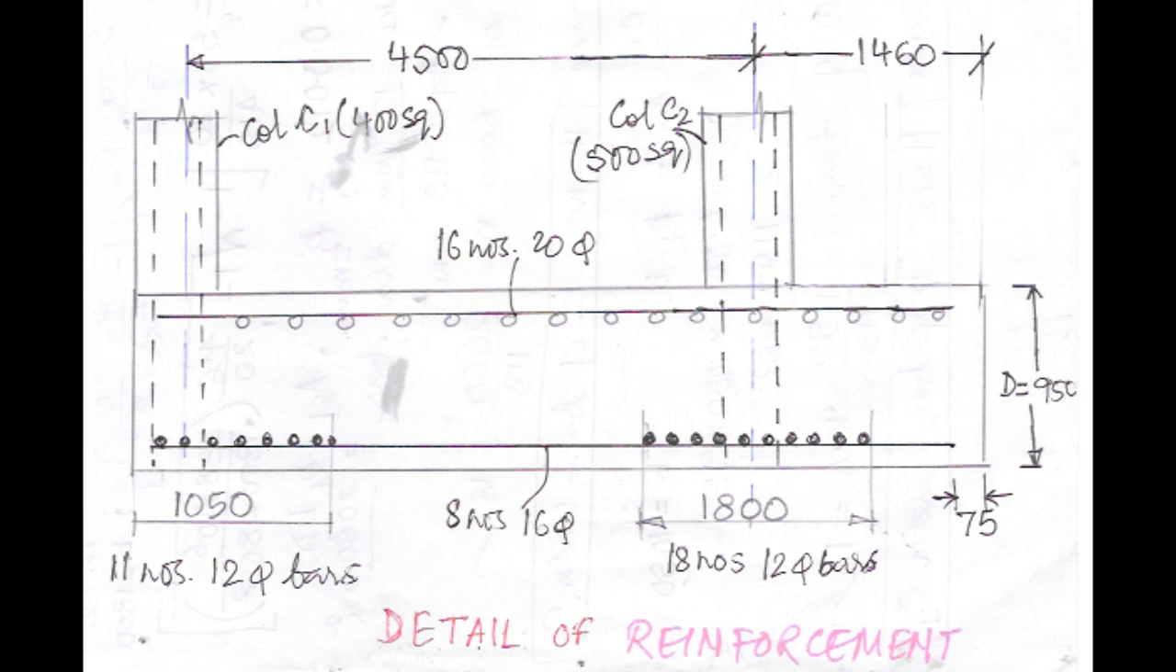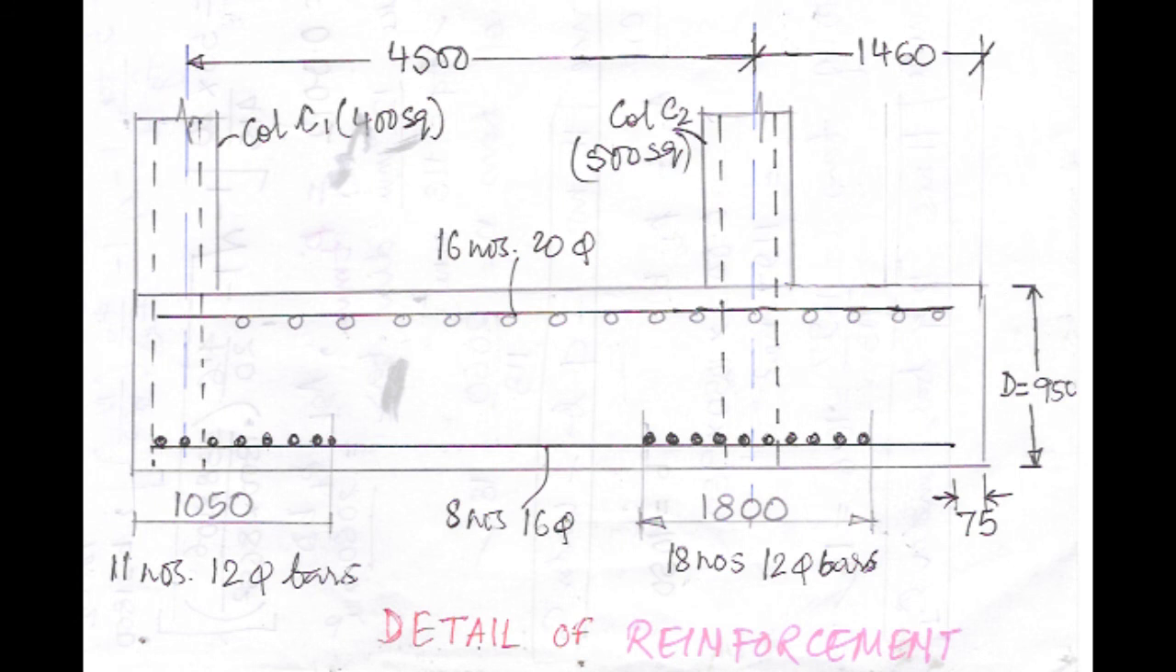And here also I have shown you the 8 number of 16 millimeter diameter bars as the main longitudinal reinforcement, and 75 I have shown as the clear cover. As you remember, I have taken it as 75, though you can take 70, 60, sometimes 80 also, no problem. So now let us go to the top reinforcement, which is 16 number 20 millimeter diameter bars. I have shown the columns C1 and C2 with their size.